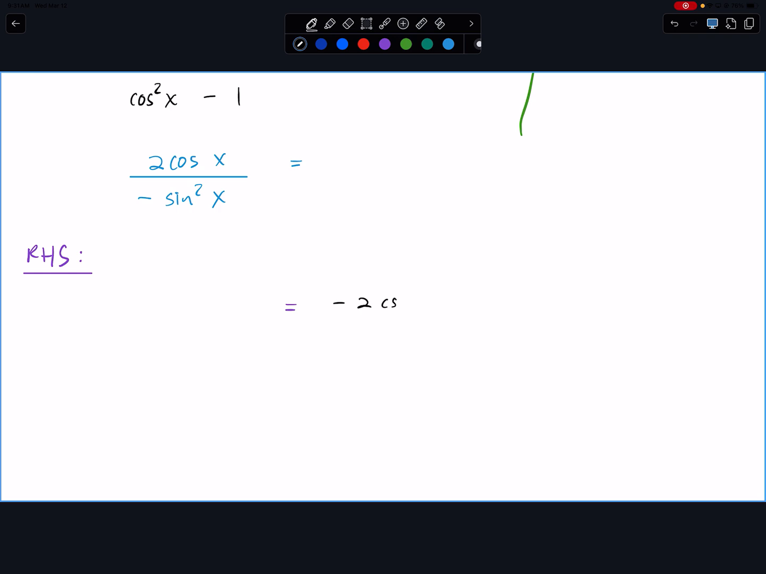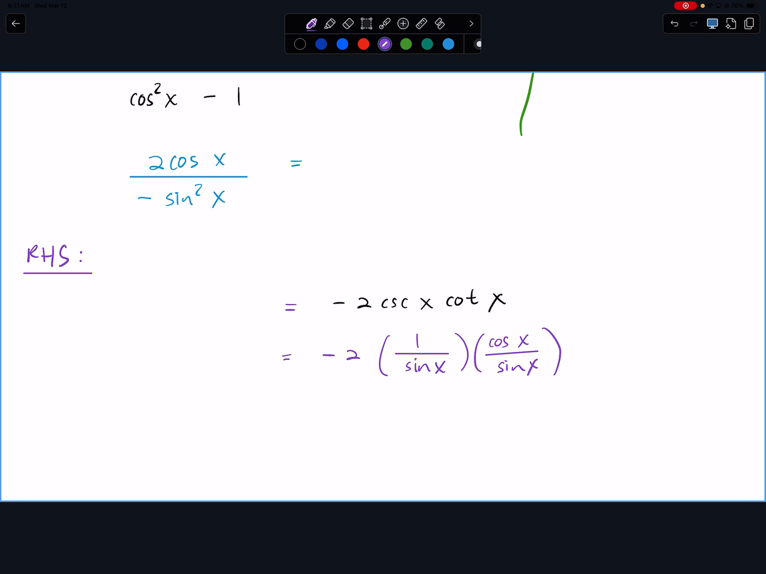Cosecant of x, cotangent of x. So let's manipulate that. This would be negative 2 times 1 over what? Sine of x times cosine x over sine of x.